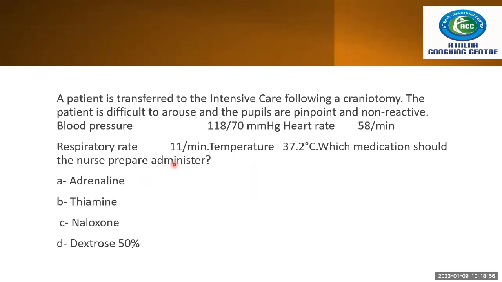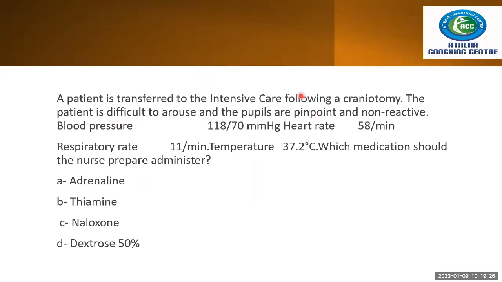Adrenaline, thiamine, naloxone, and dextrose 50 mg. So here, after craniotomy, the patient is having difficulty to arouse and the pupils are pinpoint. Basically, difficulty to arouse and pinpoint pupils is a usual sign of morphine overload. Is there any relation between craniotomy and morphine?